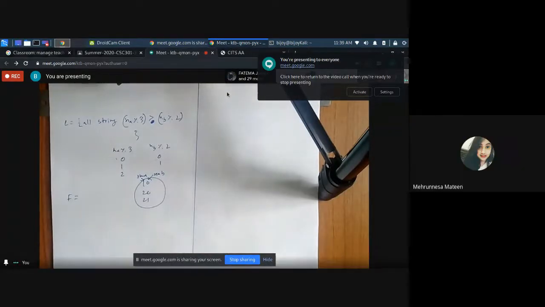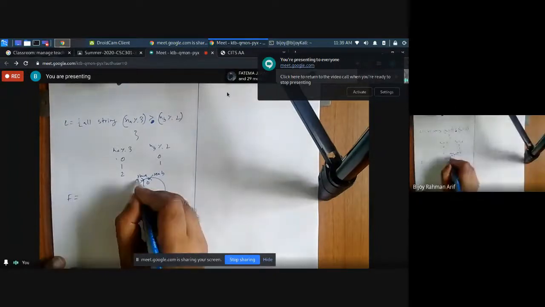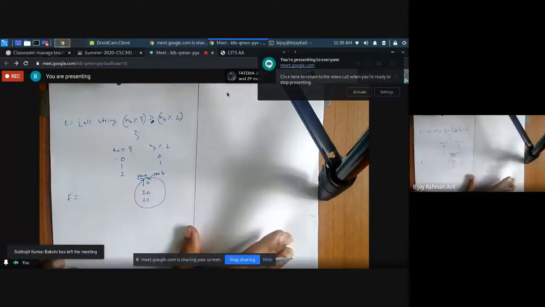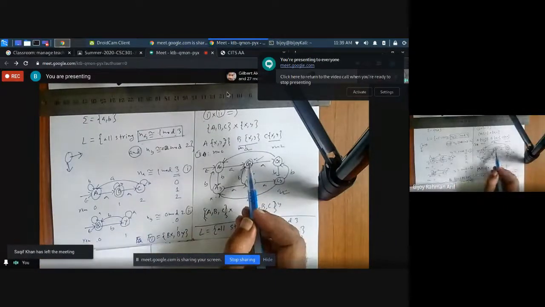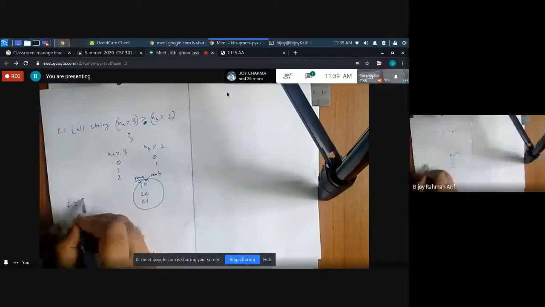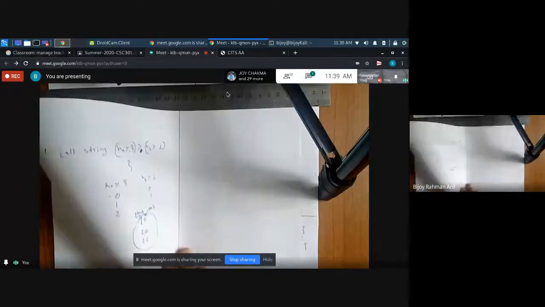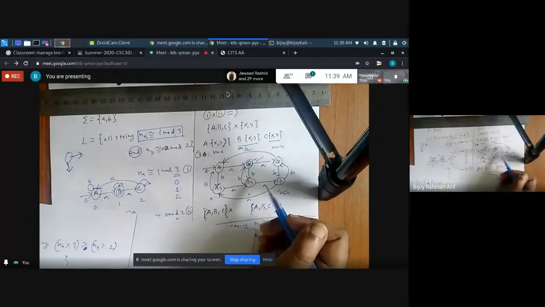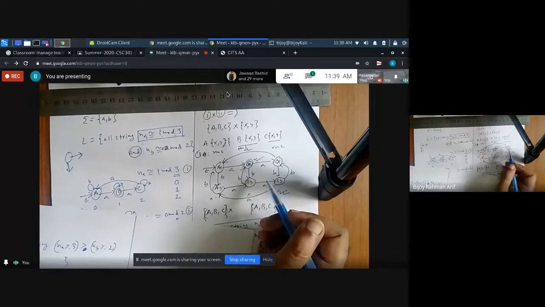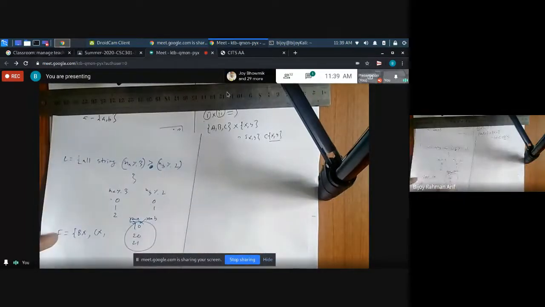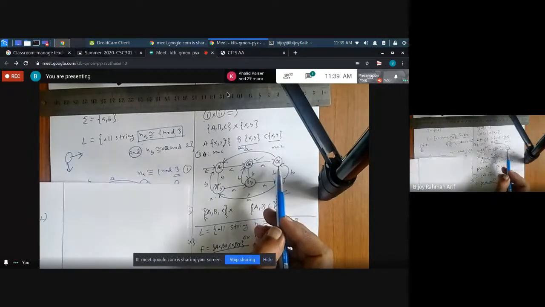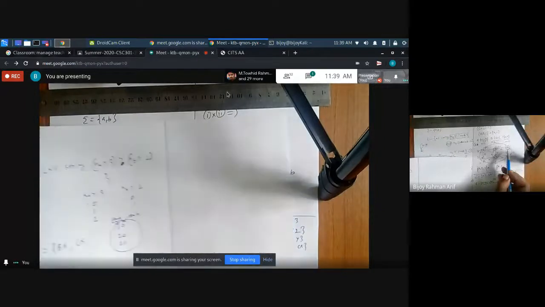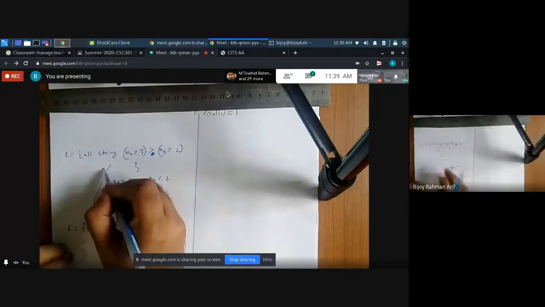Okay, so let's start. Remainder of A should be 1 and remainder of B equal to 0. So which one has remainder of A equal to 1 and B equal to 0? Remainder 1 means B. Remainder 0 means X. So Bx should be in the final state. Then remainder A is 2, that means C. Remainder B is 0, so it means Cx. And remainder A is 2, that means C. Remainder B is 1, that means Y, so Cy. So these are the final states for this final automata.